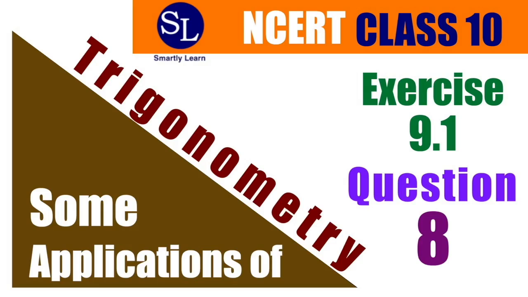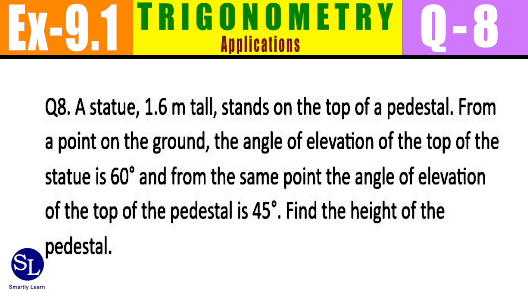In this video, let's see how to solve the 8th question in exercise 9.1. A statue 1.6 meter tall stands on the top of a pedestal. From the point on the ground, the angle of elevation of the top of the statue is 60 degrees, and from the same point, the angle of elevation of the top of the pedestal is 45 degrees. Find the height of the pedestal.